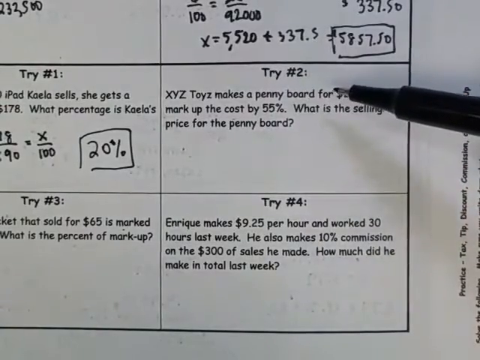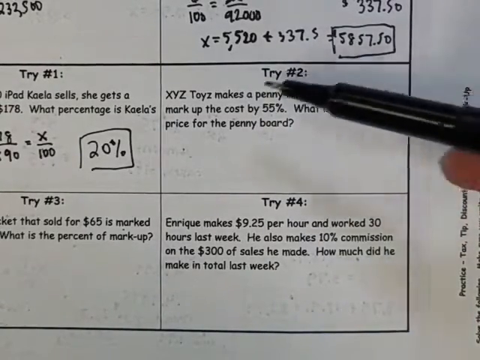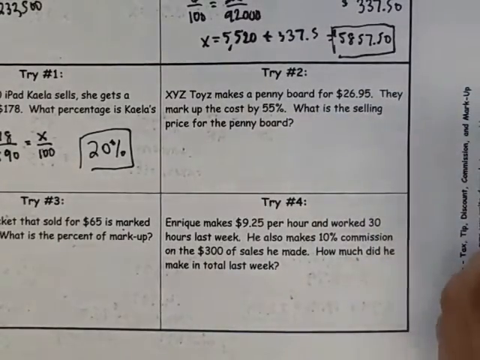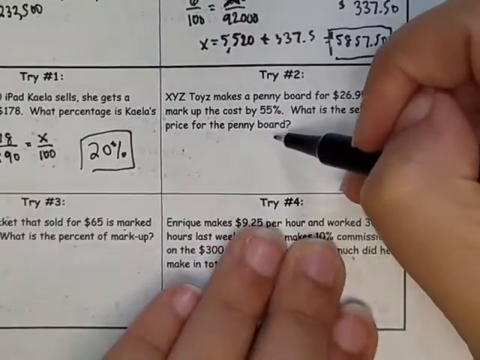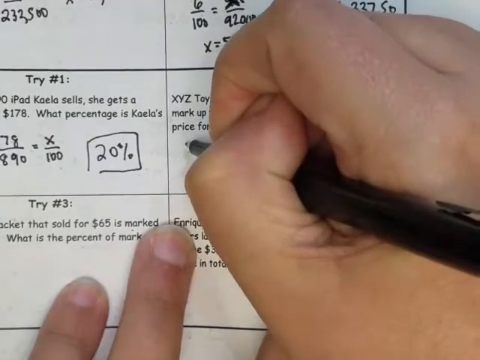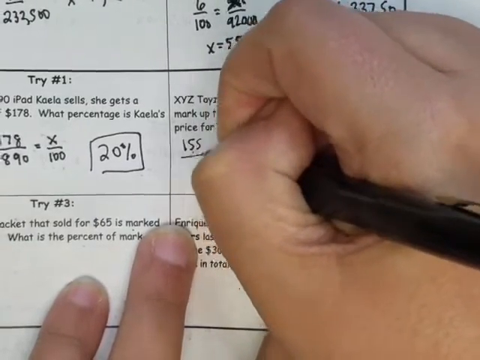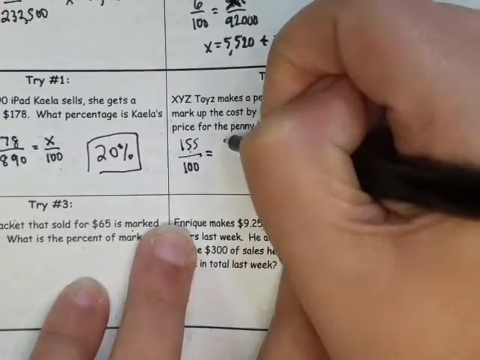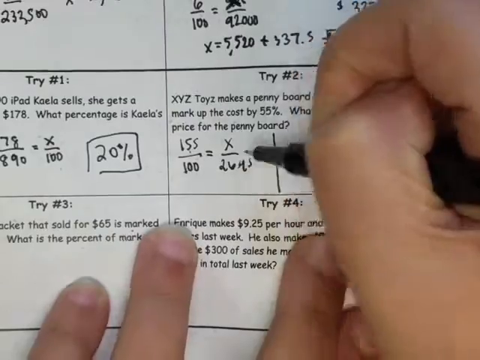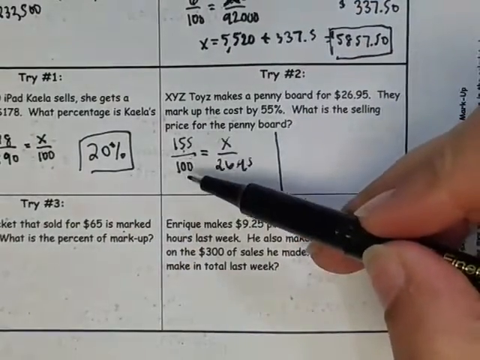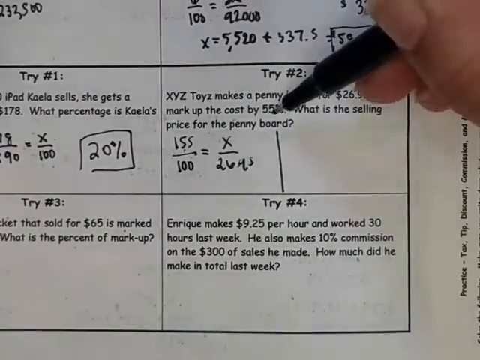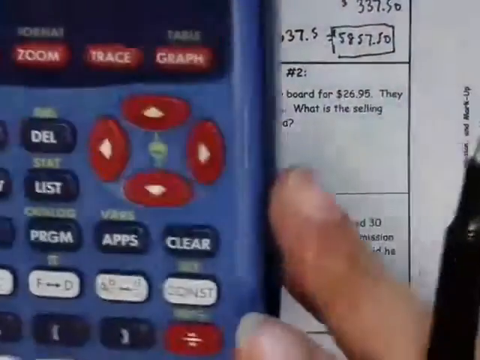XYZ Toys make a penny board for $26.95. They mark up the cost by 55%. What is the selling price for the penny board? So I'm going to do the shortcut here, but I'm also going to show you the other way. So here's the shortcut really fast. So 155 over 100 equals what out of $26.95? The reason why I did 155% is because the person's going to pay the 100% that it already cost plus 55 more percent. So that's where I get the 155%.